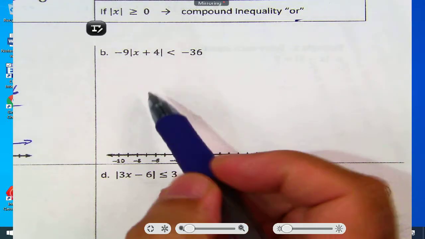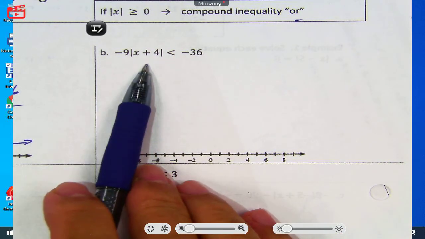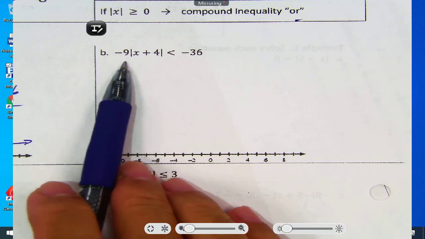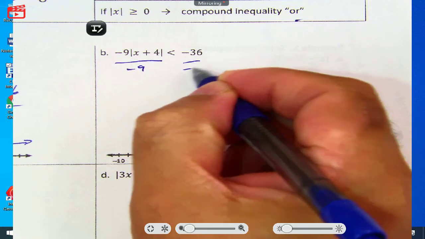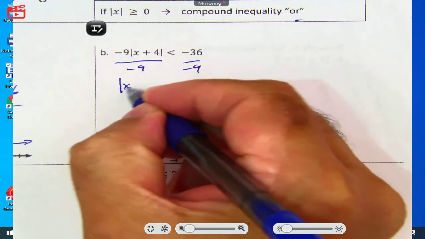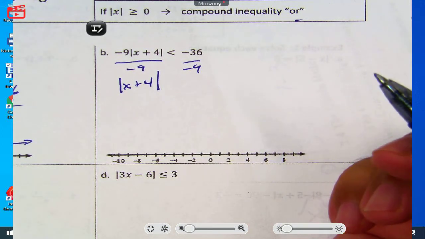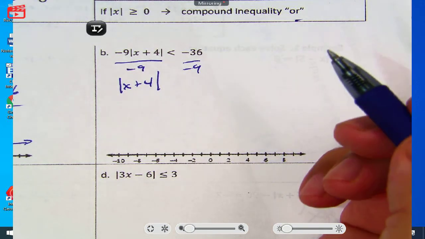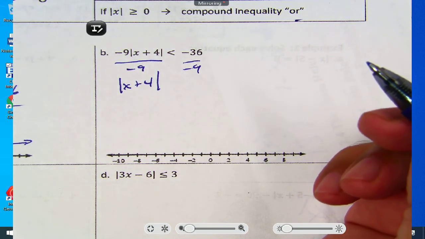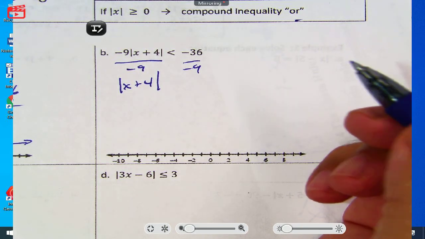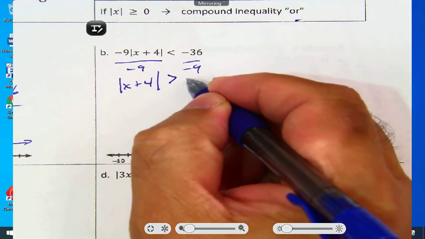Alright, so in example B, the absolute value is not isolated. So I've got to get rid of the -9. To get rid of the -9, I divide by -9. Do you remember what happens when you divide an inequality by a negative number? Tucker, what happens? Correct. The sign switches. That's right. So this less than becomes greater than, and that becomes greater than 4.